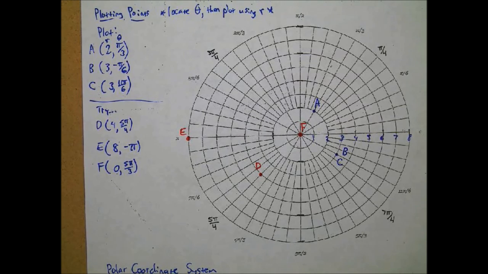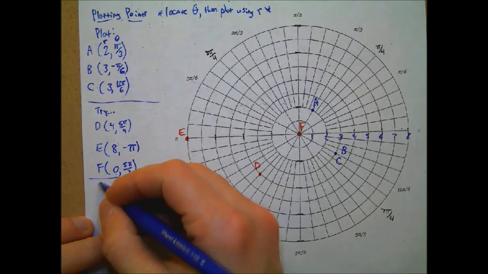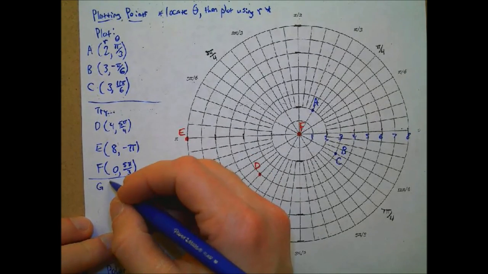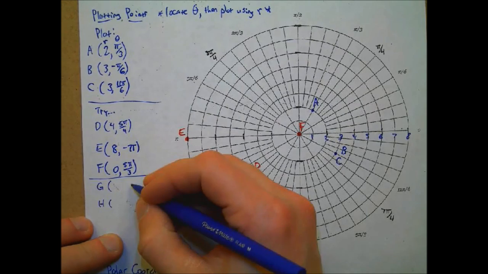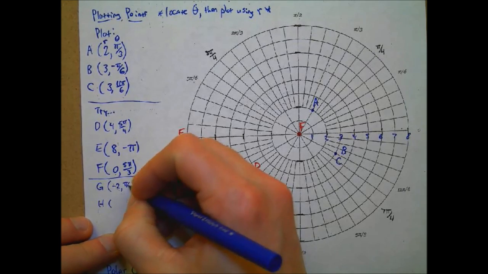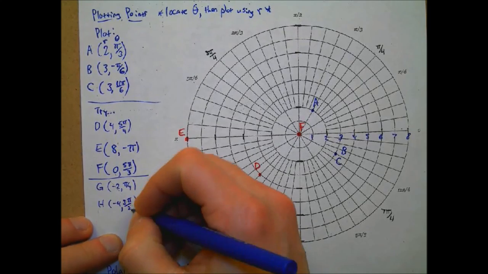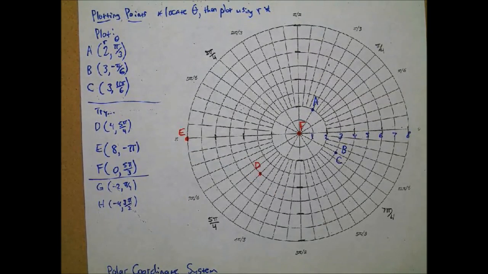Now, any questions on those? I have 2 more graphs I want to do, and then we're going to talk about converting. We'll do negative 2, pi over 4, and we'll do negative 4, 3 pi over 2. We haven't talked about negative r values yet. We've only had positive r values. We've done positive and negative thetas, but we have not done negative r values yet. So how are we going to locate these points?